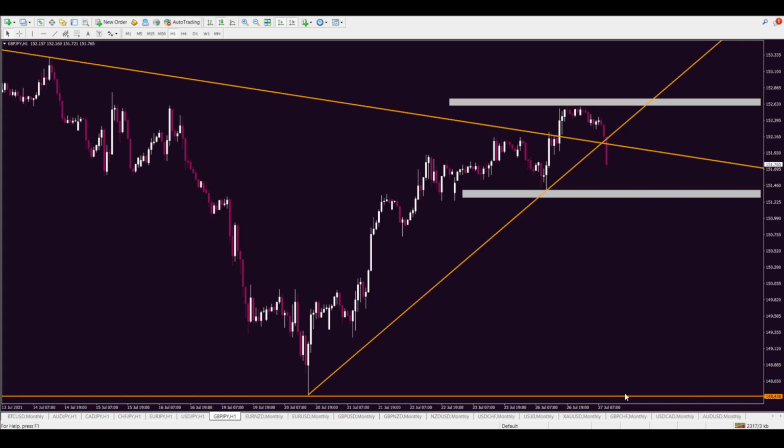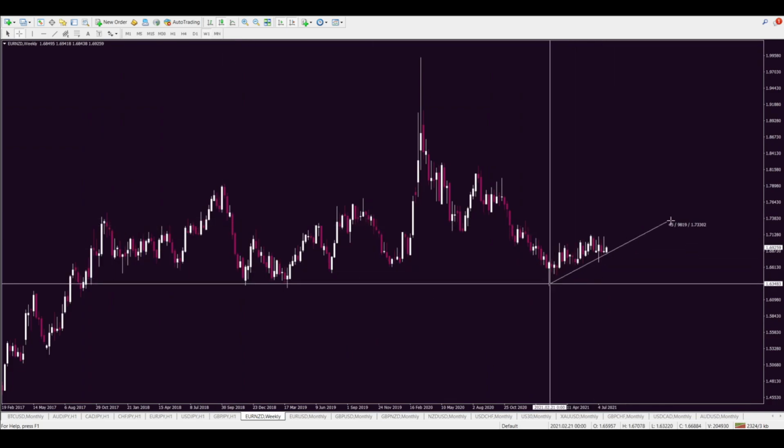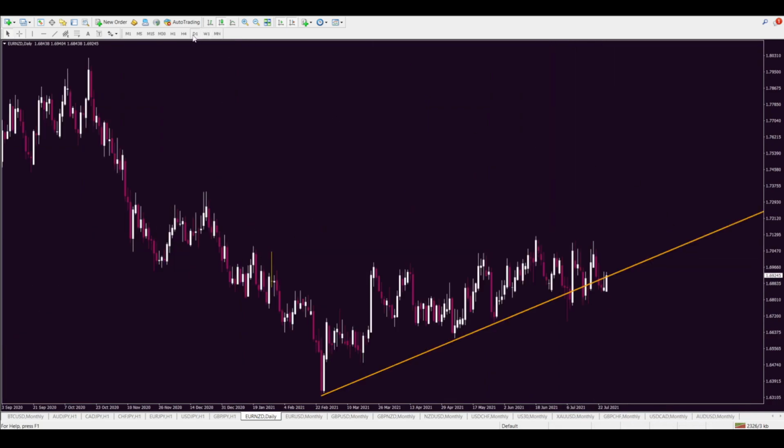Up next is EUR New Zealand. So nothing to write home about. So maybe we have support right about here. Weekly. Yeah, nothing to report. And on the daily we are seeing a little bit more of a structure right here. So for me, I can already tell that I would be willing to take a sell below this region right here.